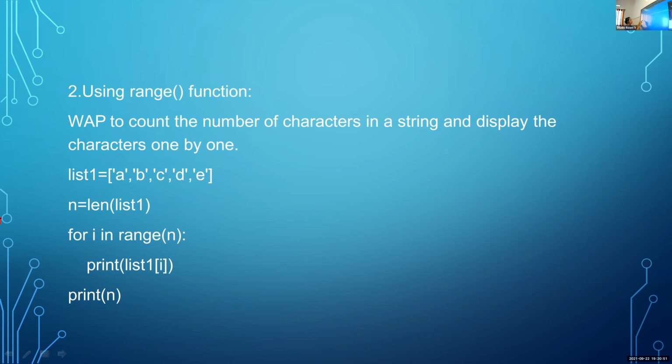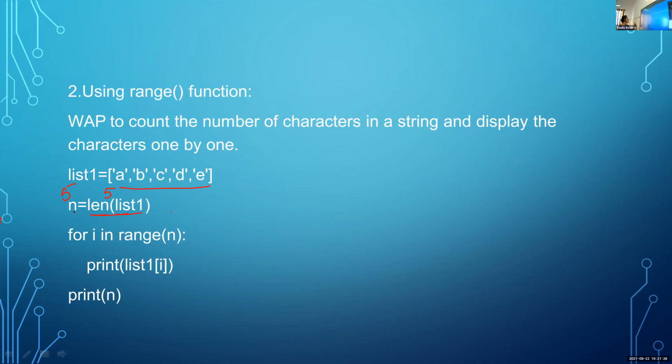So here, 5 elements are there. First, you want to find out the length of the list. Length means the total number of elements present in that list. That means here, len of list 1 means this function will count how many elements are present here. Here 5 elements are there. So this function will return a result 5, and this 5 is assigned to n. So after executing this statement, the value of n is 5. Is it okay?